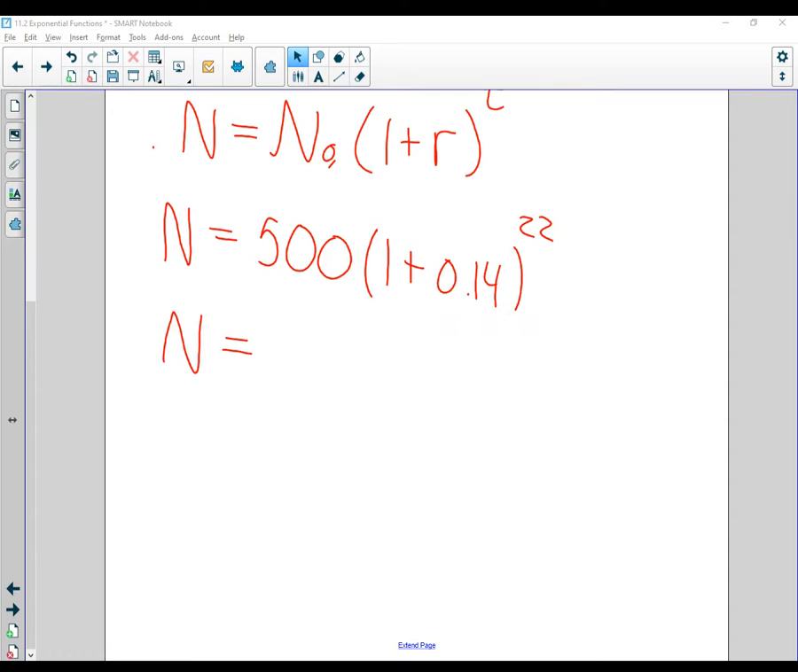500 times 1.14 to the 22 is 8,931. That's how many mites they expect after 22 weeks out of 500. Exponential growth shows up a lot in real life and in nature because it grows proportionally.